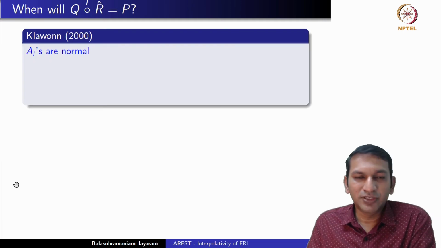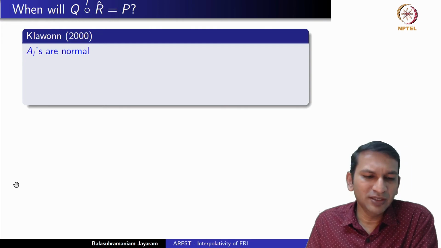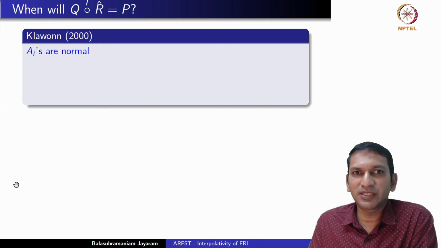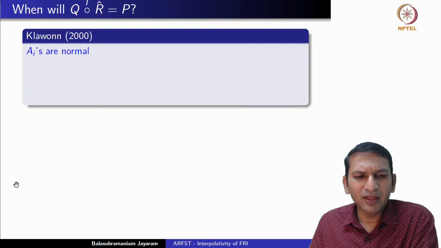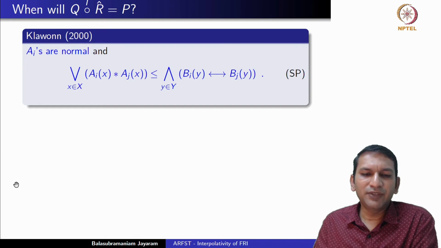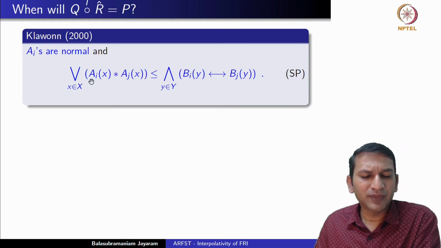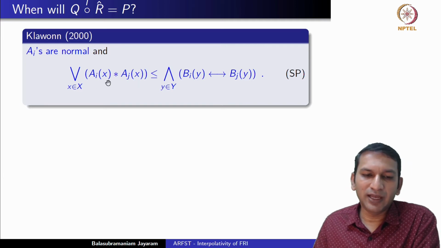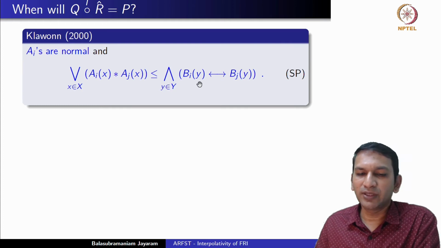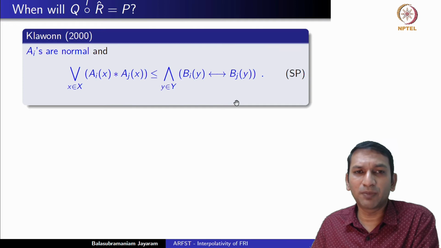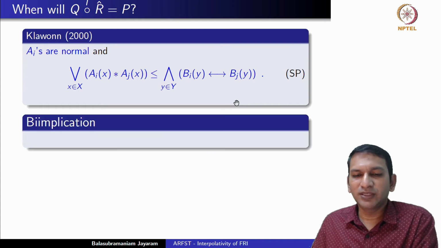Well, the first such result on this was presented by Perfilieva way back in 2000, in which she said if the antecedents Ai are normal, that means there exists a point on the underlying space, the input space X, such that Ai of x is 1 for every i, of course for different x perhaps with respect to Ai, and if this particular inequality holds. Now what does it say? When you take the supremum over x element of X, Ai of x star Aj of x, for a pair i comma j, this should be less than or equal to the quantity on the right hand side. Now what is this quantity on the right hand side? The infimum over the bi-implication applied for the corresponding membership values taken by y on the consequence. What is this operation, bi-implication?